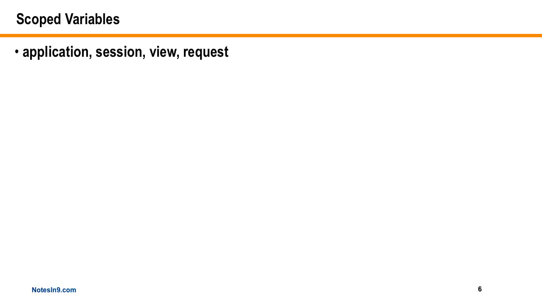Then there's view scope, which is a variable that basically lives for the entire life of the page and survives refreshes typically for a particular user. And then there's request scope, which is so short I don't even know what to do with it, so I've almost never used it. And if someone can explain to me how to use it, that would be great.